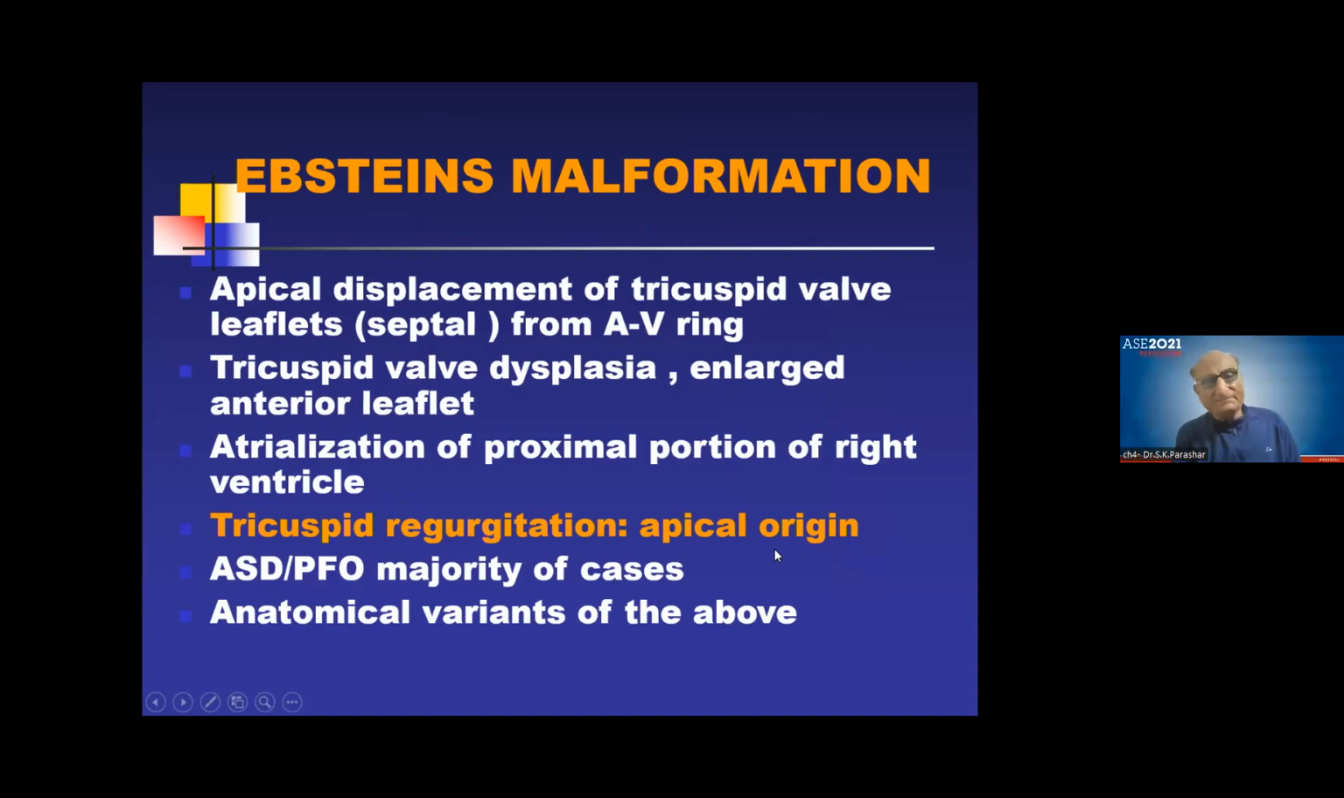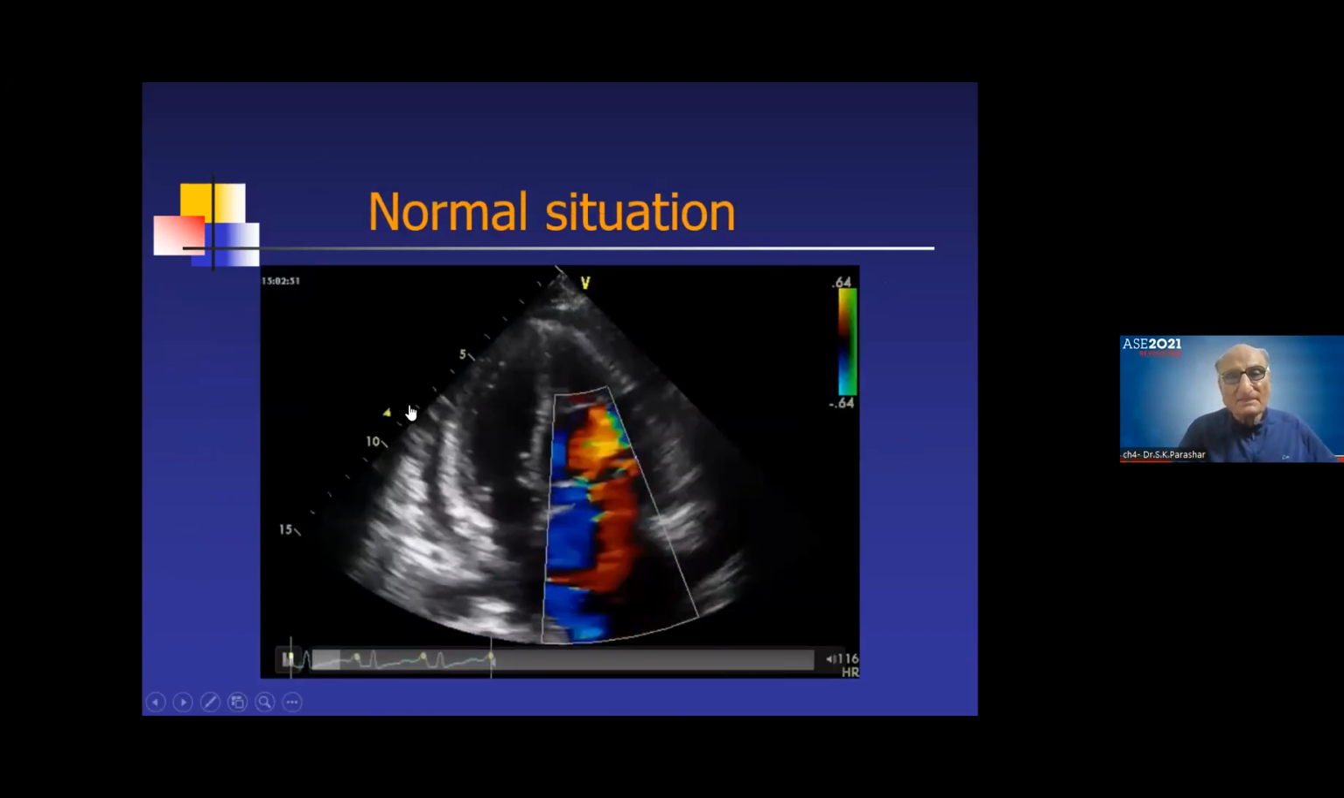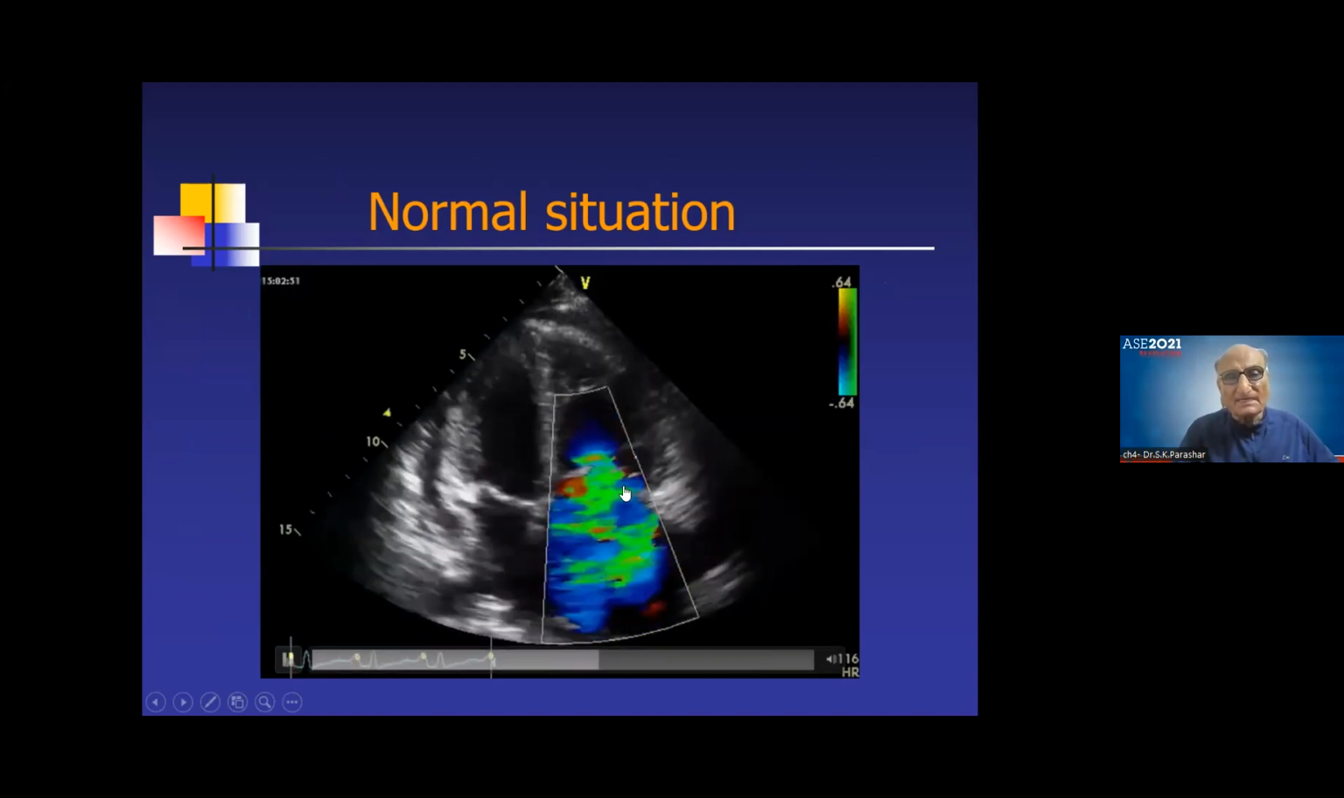Whenever you see any regurgitation, you see two things. Number one is the point of origin of the tricuspid regurgitation, so that you don't miss any perforation of the valve also. And number two is the number of jets.